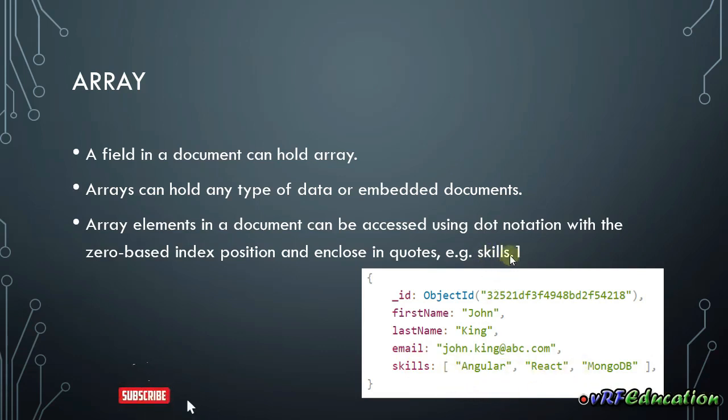For example, here skills.1 points to this one, because indexes start from 0. This is 0, 1, and 2, and we don't need to use brackets such as in programming languages like Java or C# to access the array elements. We can just use dot notation, skills.1, 2, 3, and the others. So this is how we can deal with arrays in documents of MongoDB. So these are the basic concepts about documents in MongoDB.